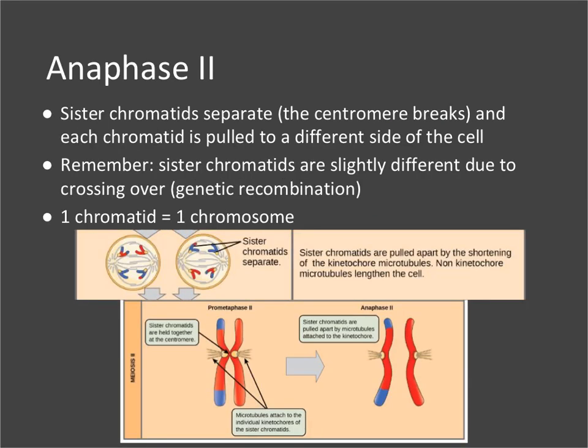During anaphase 2, the two sister chromatids are separated from each other. So the centromere, which is the protein that is holding them together, is going to break, and then each chromatid is going to be pulled to a different side of the cell. So remember that our sister chromatids start out identical, but they end up looking a little bit different from each other because of genetic recombination. And remember that genetic recombination is also called crossing over, and this happens during prophase 1.